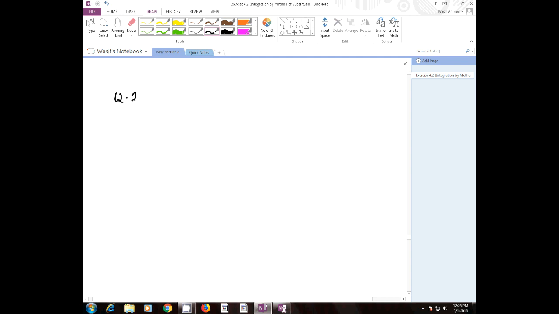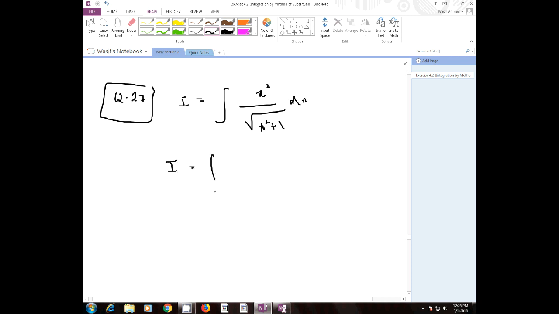The next question is question number 27. In this question you have to integrate I equal to the integral of x square divided by square root of x square plus 1 dx. In this question you can write the numerator term like that given in the denominator. That is, you can write it like x square plus 1, and for balancing you have to subtract 1.